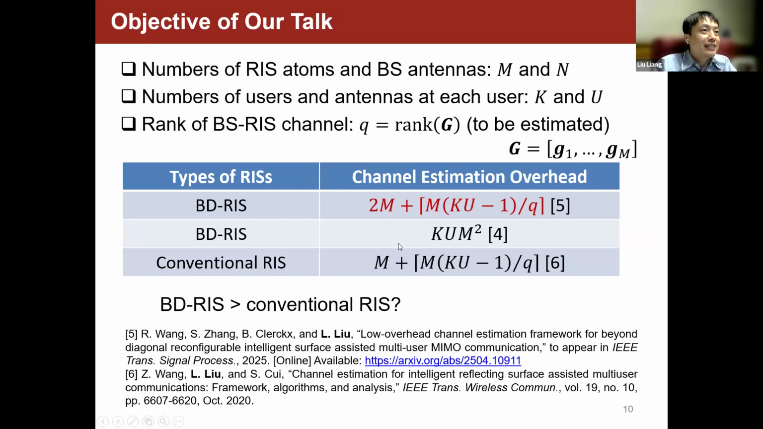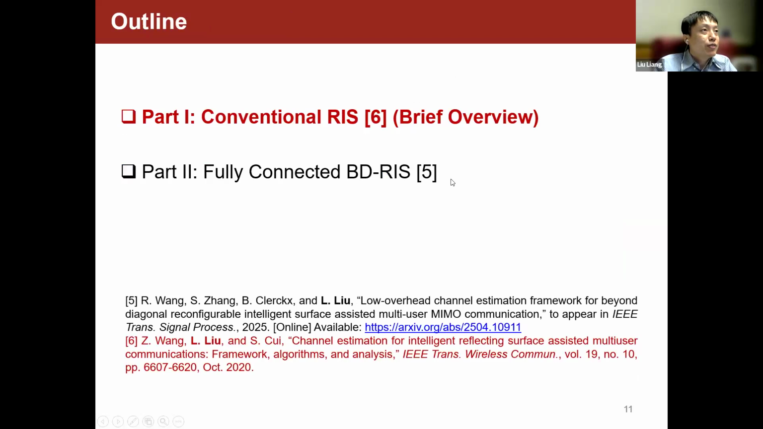But this means that the channel estimation overhead is of the same order. And for beamform design, BD-RIS is better. So we can say that, yes, if in the future we use BD-RIS in practice, the network throughput can be better than the conventional RIS-aided communication. This is our conclusion.